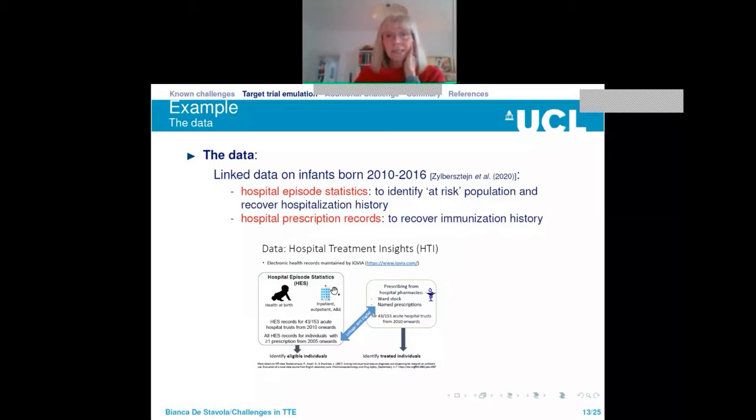And they linked this HES data with prescribing records, which were available on about 40% of all hospitals in England. So there's not complete coverage, it's not the whole of England, but it's certain hospitals for which there is information about treatment with this antibody, palivizumab. So the linkage allowed us to identify the population at risk, the outcome, and whether or not they had the exposure, which is the immunization.